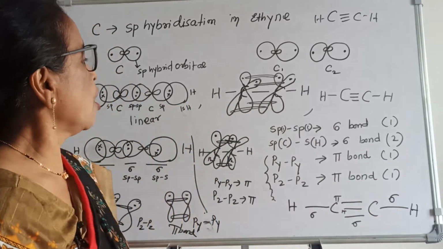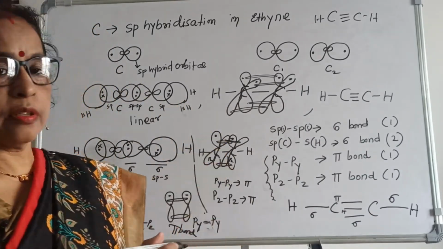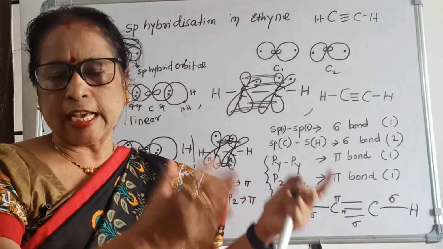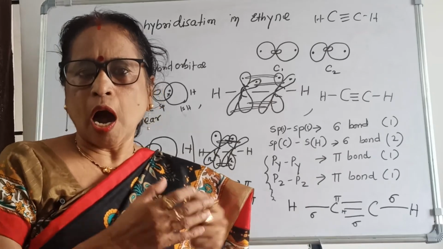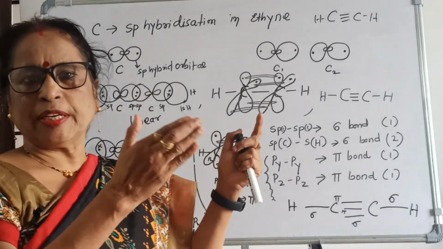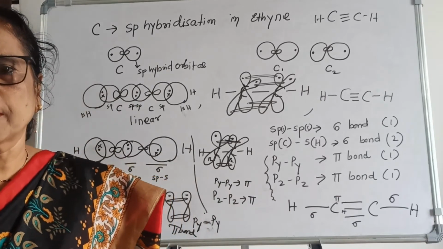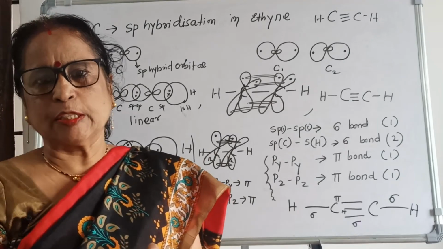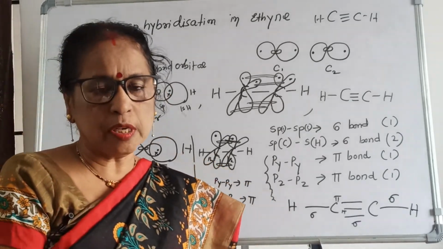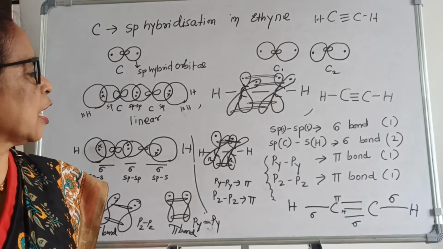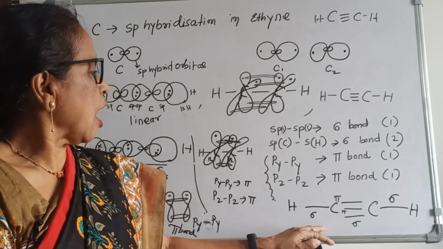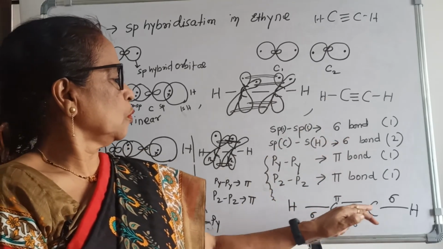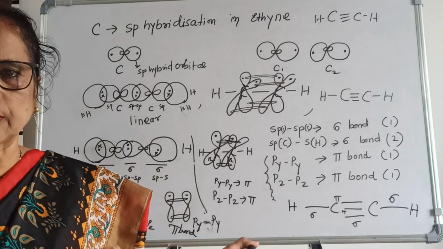Now the hybridization in ethyne is completed. How can you explain hybridization in ethyne? First of all, you will do the sp hybridization. After that, you will show how the overlapping takes place between the sp hybrid orbital of carbon and the s orbital of hydrogen, and how the overlapping takes place between the sp orbital of carbon and the sp orbital of carbon. I hope it is clear. There are 3 sigma bonds and 2 pi bonds. How they form is clear.